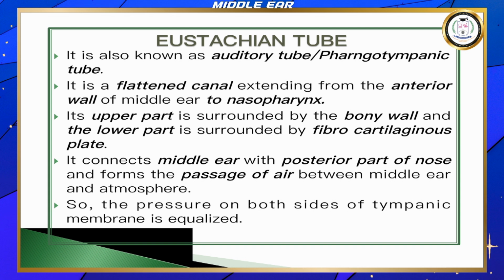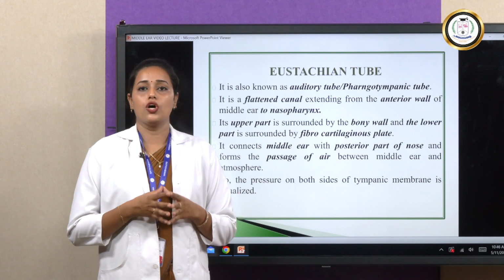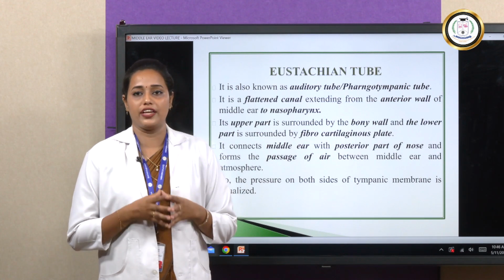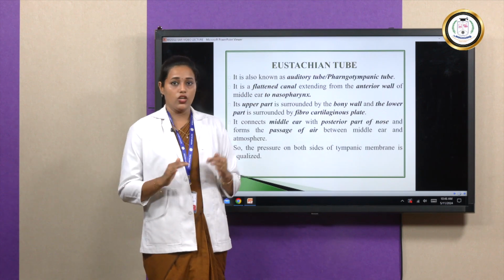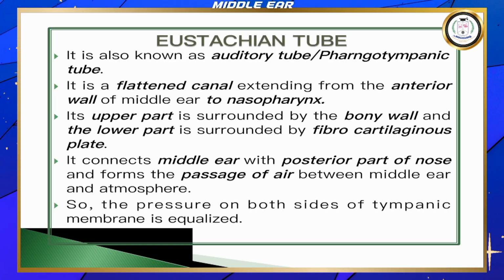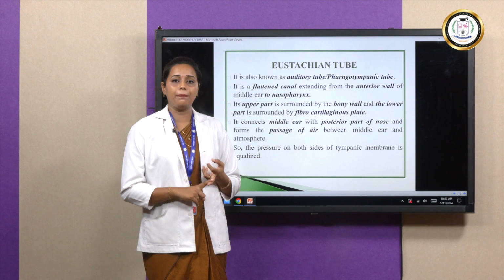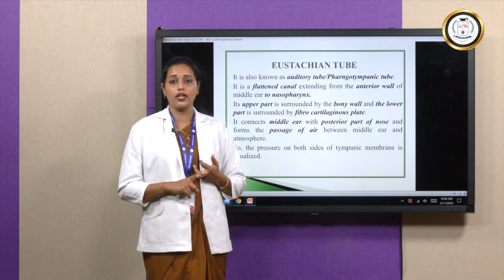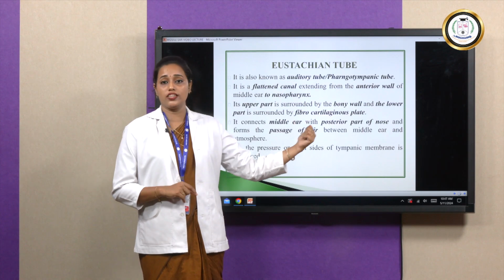Next, we'll discuss about the last structure of the middle ear, that is the eustachian tube. This eustachian tube is also called as auditory tube or pharyngotympanic tube. It is not a circular canal, it is a flattened canal which extends from the anterior wall of the middle ear to the nasopharynx, which is the posterior part of the nose. It has two parts, the upper part and the lower part. The upper part is surrounded by a bony wall, whereas the lower part is surrounded by a fibrocartilaginous plate.